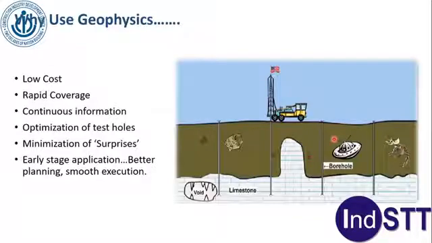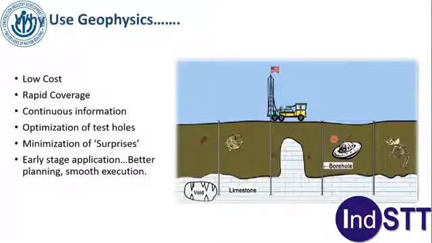You will miss this, you will miss this, you will miss this cavity, you will miss all these objects because you are not having continuous information in our traditional approach. Whereas once you are using geophysical methods, you get continuous information and none of this is missed.